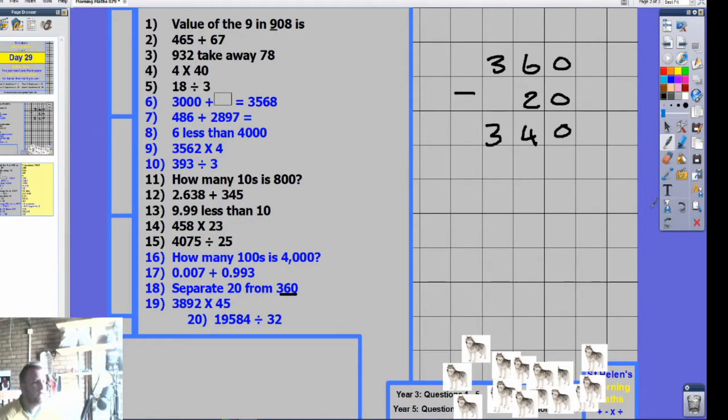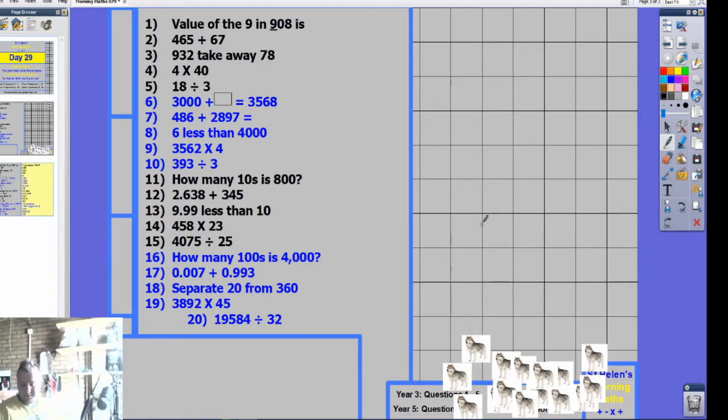Maybe it's because of the language, like "separate". It kind of makes you think, what does he mean? It's a different word. Maybe it's just the language. So there you go. It seems to be a subtraction question, so we can move on. 340. I just didn't know if I was underthinking it or something like that. But anyway, we can move on from that.